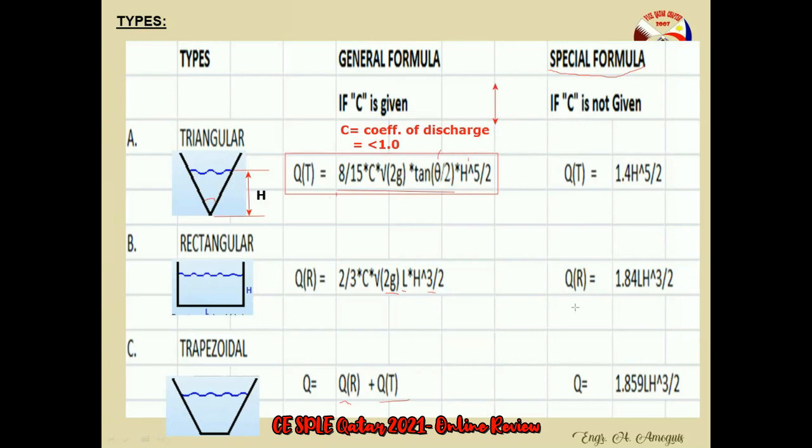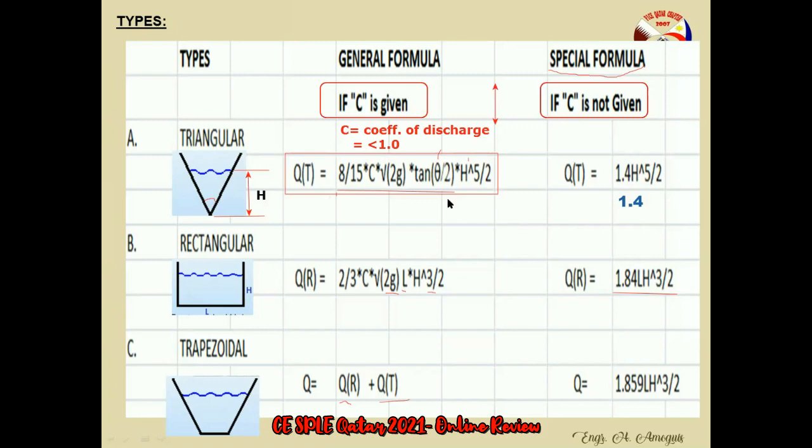Now, if rectangular, no, ito yung pinakasikat sa lahat na ginagamit in most design. Kahit sa project nyo siguro, kung meron kayong makita, Francis formula. No? Okay? 1.84. Ito yung pinaka-common na ginagamit. 1.84 L H raised to 3 halves. Now, pag trapezoidal, ito yung kay Cipolletti Weir, 1.859. No? 1.859 L H raised to 3 halves.